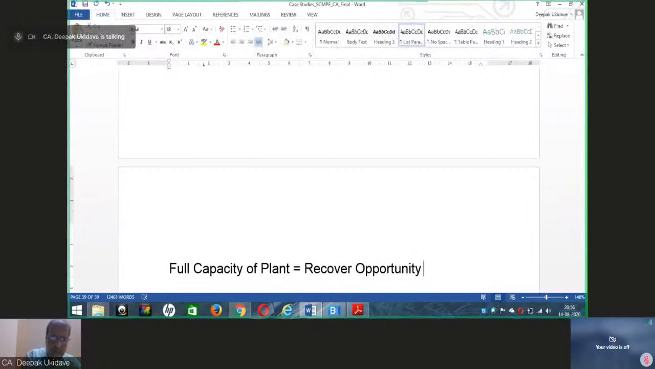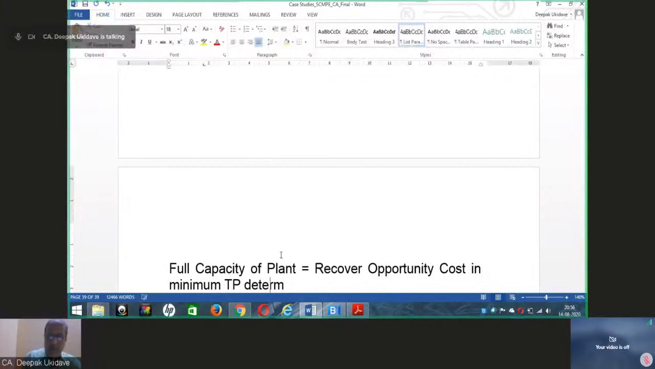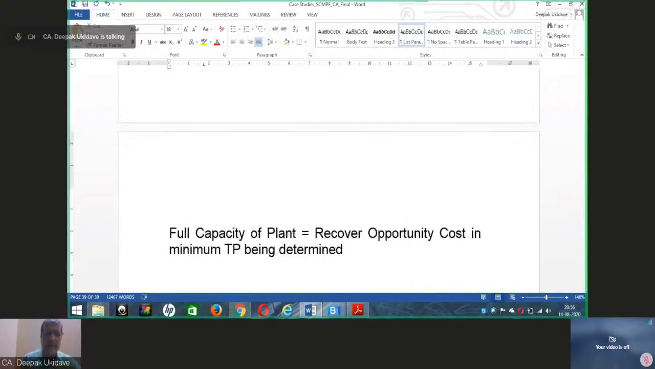Recover opportunity cost. In minimum transfer price, the minimum transfer price that is determined. These are all common sense understandings, but still if it is documented, it is registered in your mind. If the plant is operating at full capacity, recover opportunity cost while deciding the minimum transfer price.